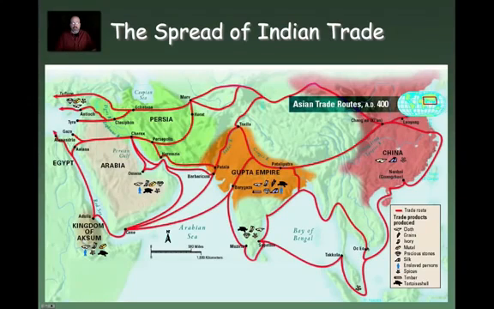So these routes were fairly extensive. They were both on water and on land, and you can see that the Gupta Empire is located in a central location to take full advantage of what would have been, at that time, the major global trade networks. Okay, so this is prior to the discovery of North and South America. So global trade was happening, and India is right in the middle of it all.